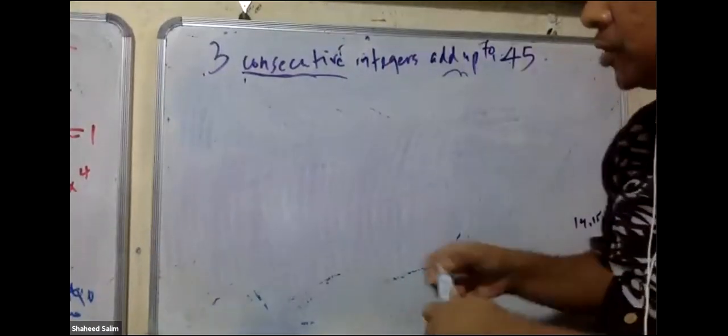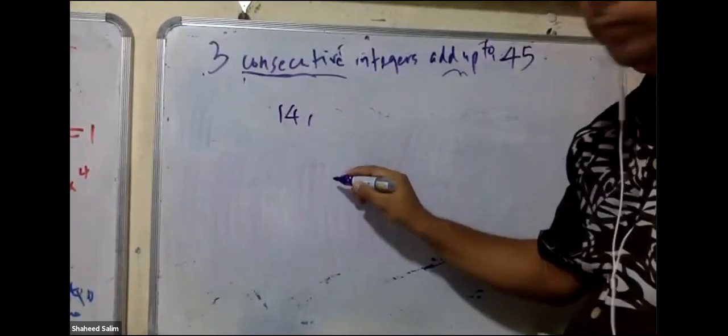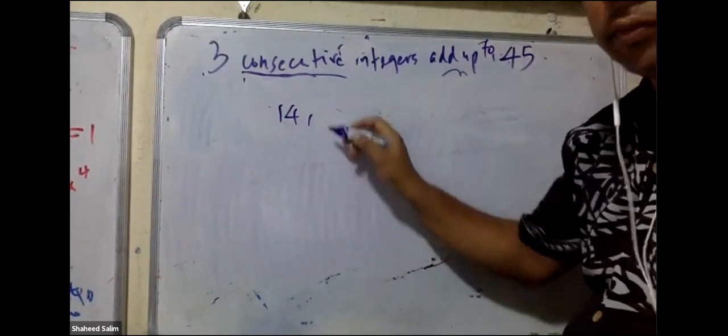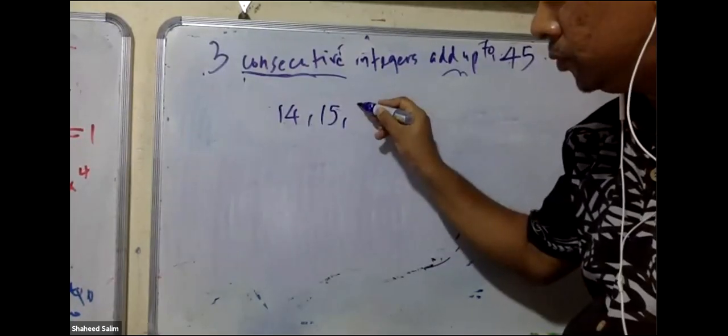14. X is 14, good. What's the next 2 numbers? Just tell me. 15 and 16. So that's the answer.